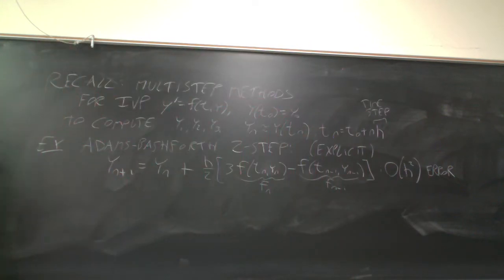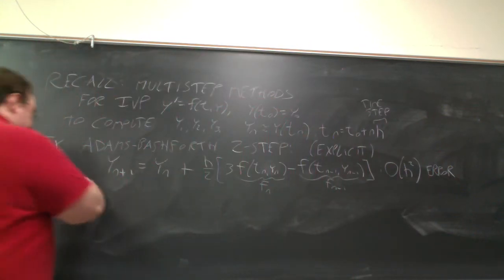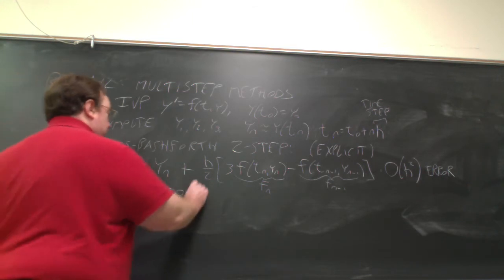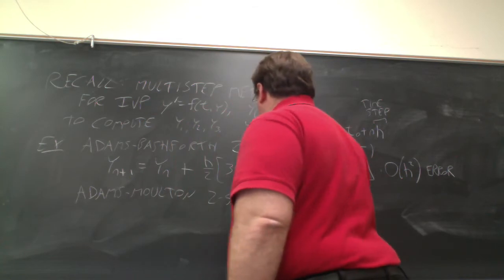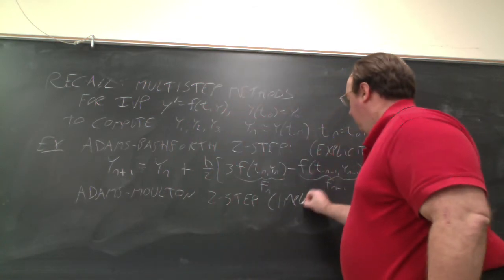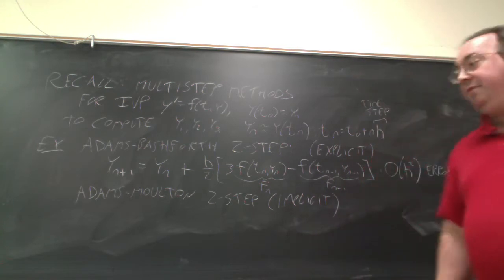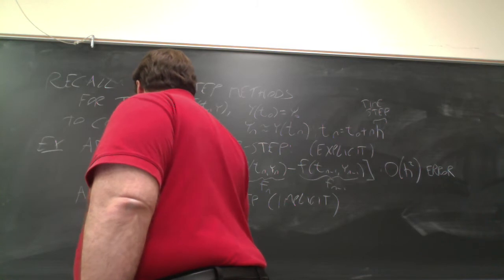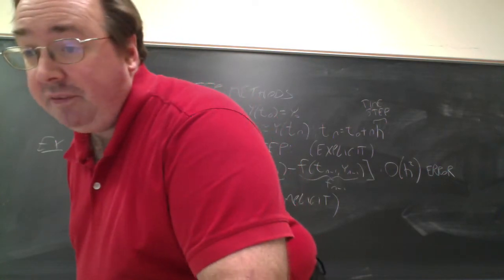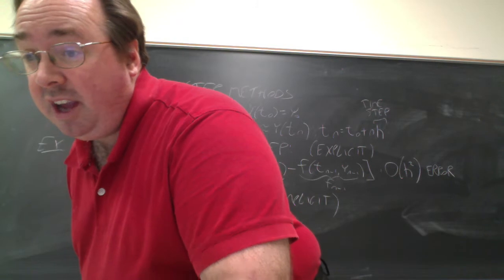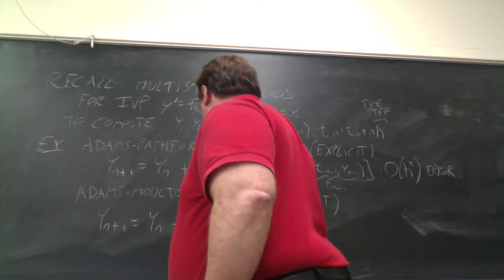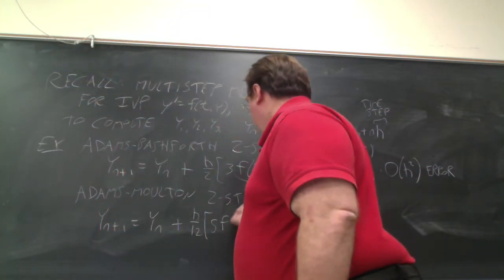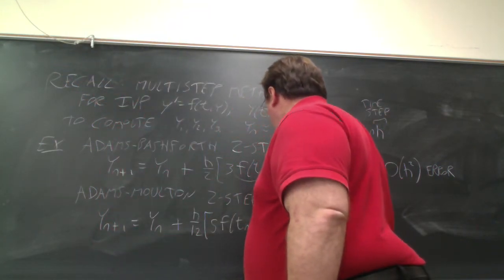And then I need two methods for what I'm going to show you. So the other method will be an Adams-Moulton two-step method. So that is implicit. And that method would be yn plus 1, yn plus, okay, h over 12, okay, 5 f of tn plus 1, yn plus 1.